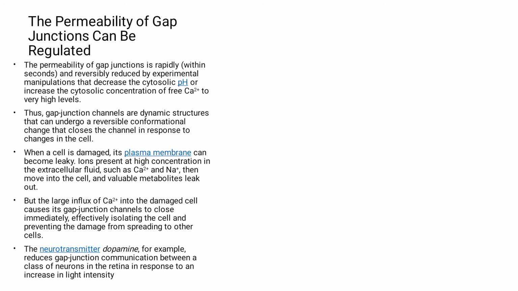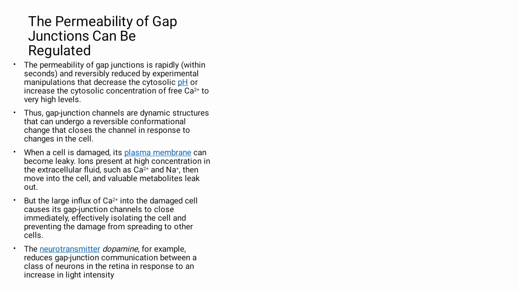Moreover, the permeability of gap junctions is rapidly and reversibly reduced by experimental manipulations that decrease the cytosolic pH or increase the cytosolic concentration of free calcium ions to very high levels. Thus, gap junction channels are dynamic structures that can undergo conformational changes that close the channel in response to changes in the cell. The purpose of pH regulation of gap junction permeability is unknown. In one case, however, the purpose of calcium ion control seems clear.